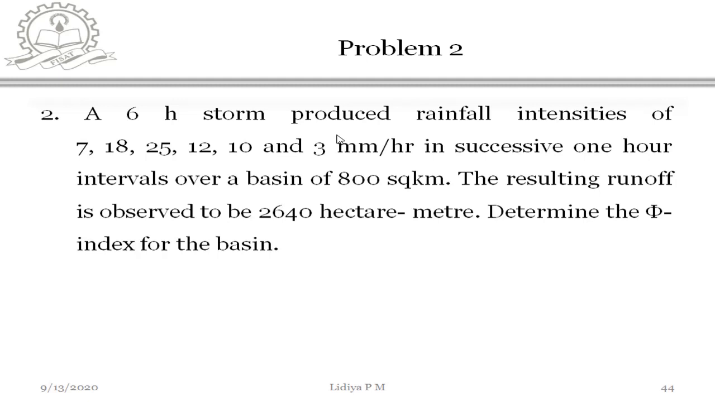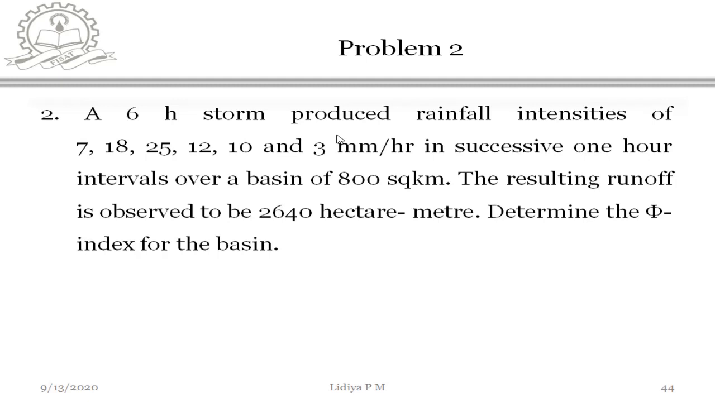Next question: a 6-hour storm produced rainfall intensities of 7, 18, 25, 12, 10 and 3 mm per hour in successive 1 hour intervals over a basin of 800 square kilometers. The resulting runoff is observed to be 2640 hectare-meter. Determine the phi index for the basin.